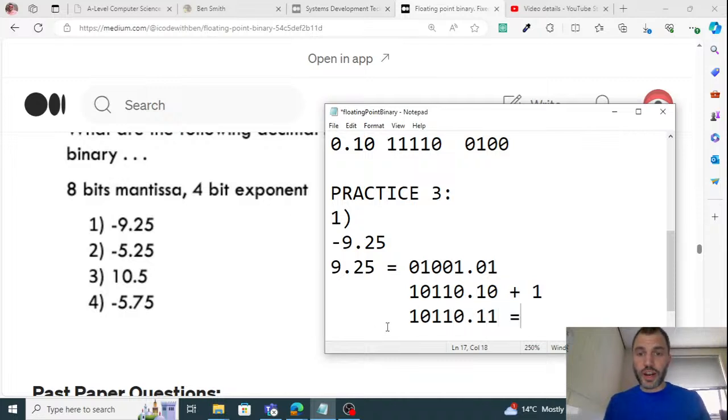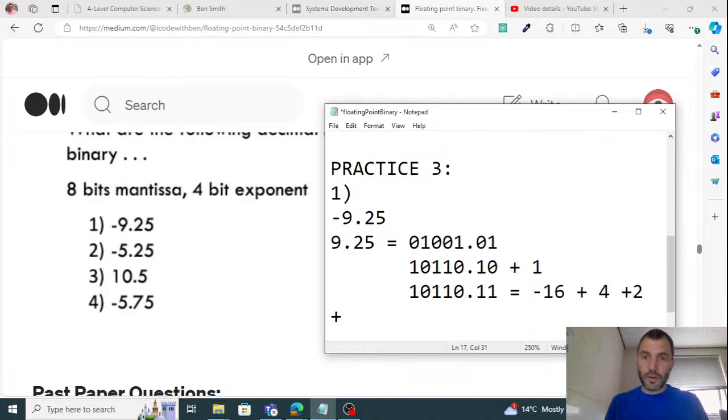Now we can double check that this is minus 9.25. So now we've got a minus 16 plus 4 plus 2 plus 0.5 plus 0.25, which is 0.75, and that equals minus 9.25. You can get a calculator out and check that.